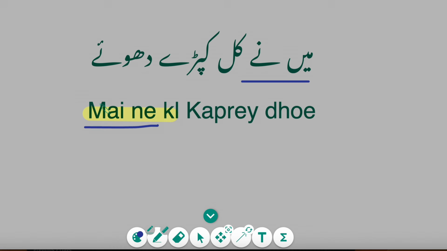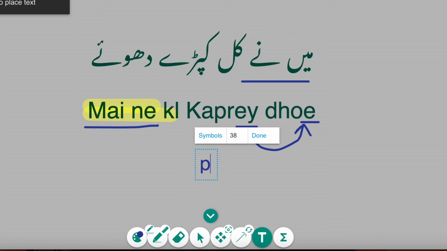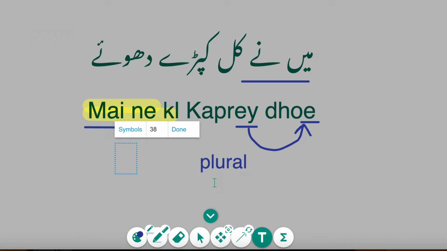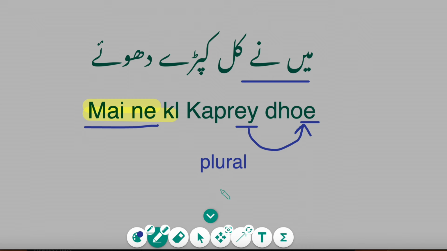So that means the subject will get a ne. मैंने for the past simple tense. मैंने कपड़े धोए. कपड़े is the object, that is clothes. And the verb is agreeing with the number and gender of clothes. So clothes is plural. It's also masculine. So the ending of the verb is dhoe, kapde and dhoe. It's an agreement with each other.